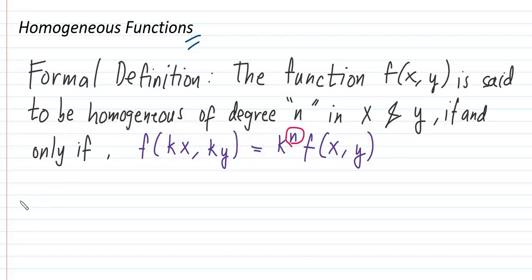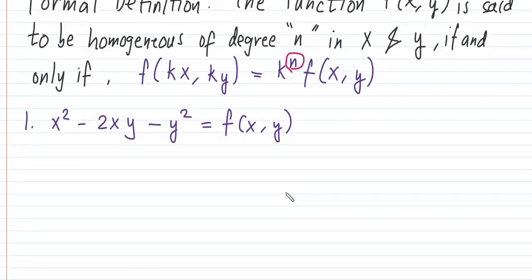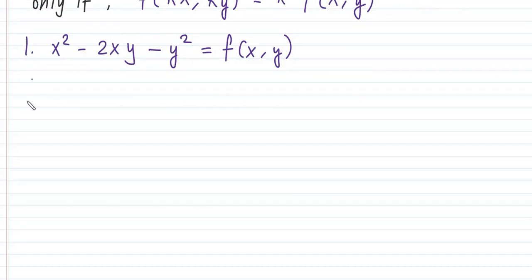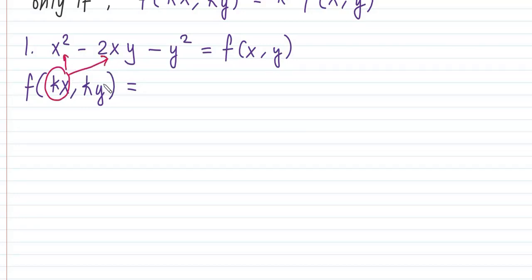Let's say number 1. I have x squared minus 2xy minus y squared. Is this a homogeneous function? This is my function of xy. If I solve, I will get the function of kx, ky, meaning I will substitute kx for all the x's and ky for all the y's.